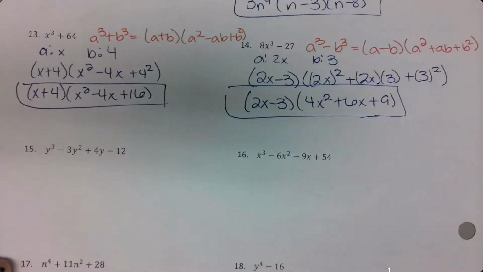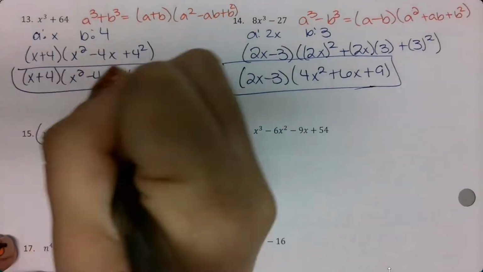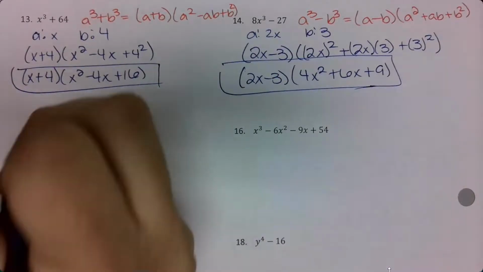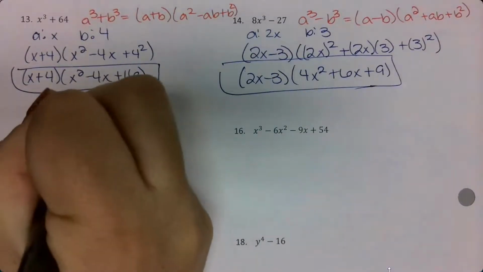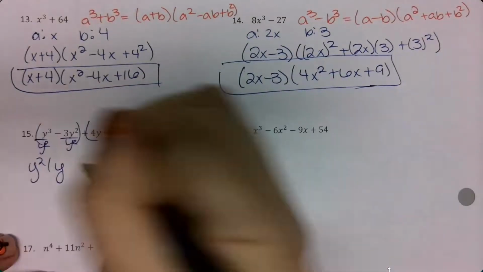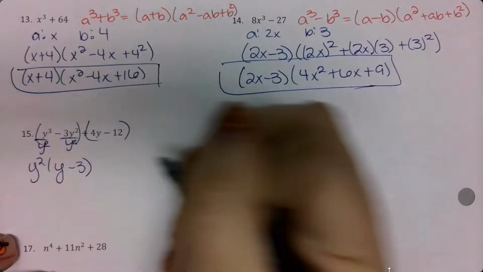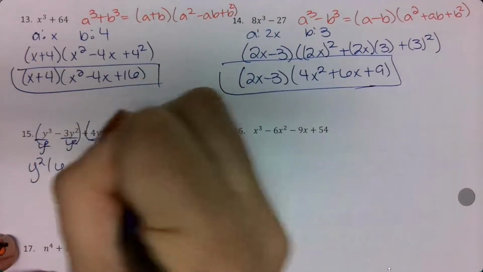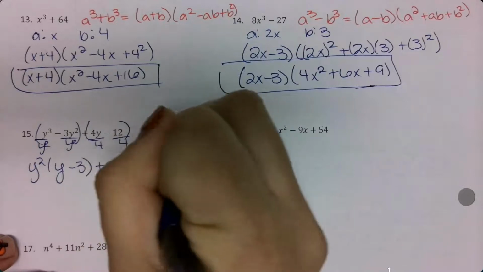On 15 and 16, I want to factor by grouping. So I want to split these into two groups and look for what each group has in common. My first group has y squared, so I'm going to pull that out. I have y squared times y minus 3. My second group, I can divide out 4s. So I'm going to put plus 4, and then I have y minus 3 again.